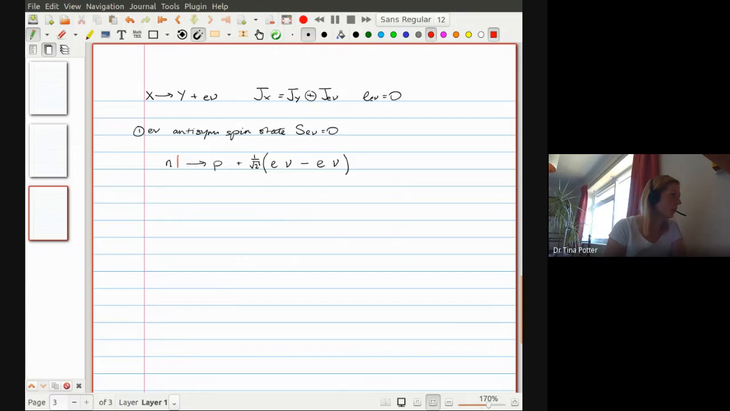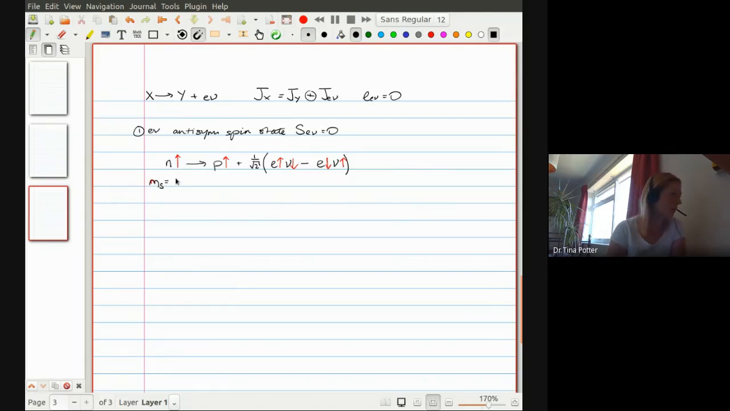I'll try and make this clear with the spins in red here. If the spin of our neutron is originally pointing upwards, so fermion, and we're looking at a spin 0 state here, so we've got up, down, or down, up, that means that our proton is going to be pointing its spin state in the same direction as the neutron here. Let's have a look at the magnetic spin quantum numbers here.